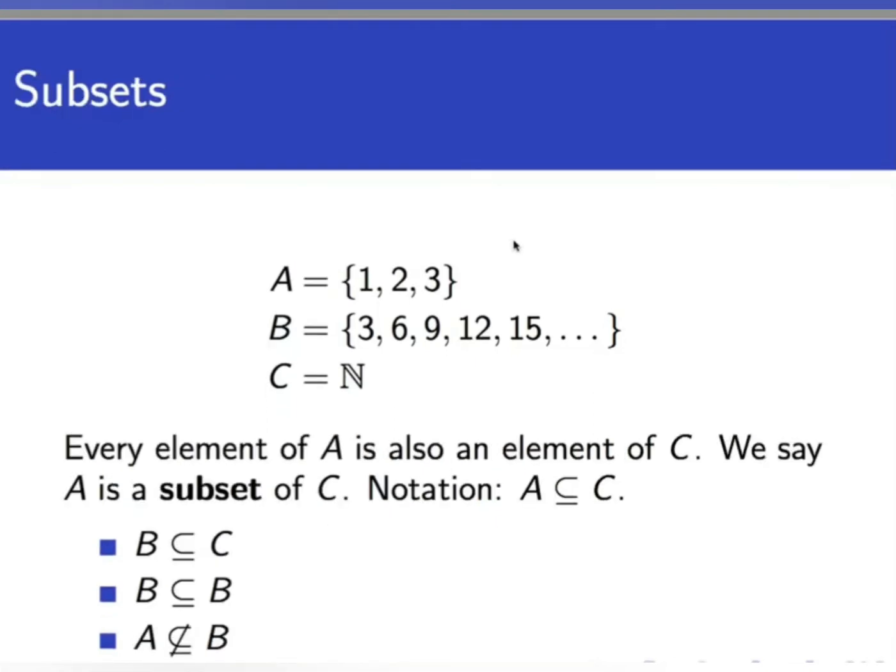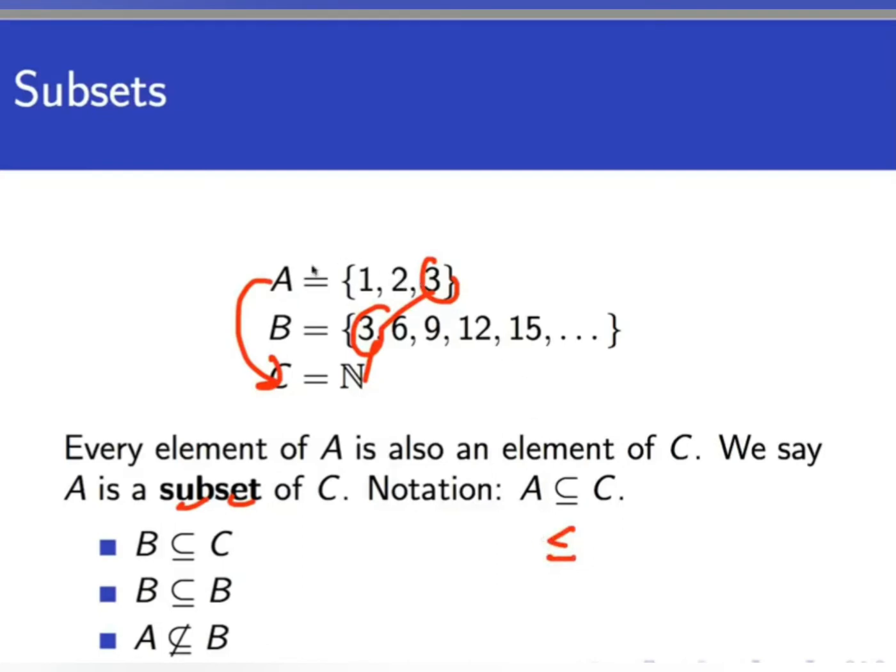Now, some of these sets have overlap, and you probably noticed that. For example, 3 belongs to all 3 of these sets here. And in fact, every element of A belongs to the natural numbers. Every element of A is also an element of C. And so when that happens, we're going to say that A is a subset of C, a subset. And we're going to use this notation here, which kind of evokes the notion of less than or equal to. It's not really less than or equal to, but it does mean less than in some sense.